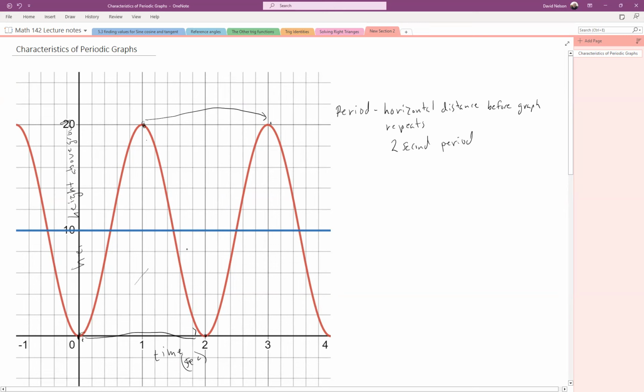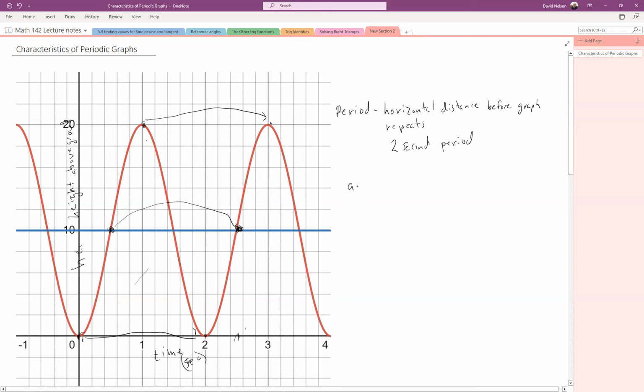So it's the distance from peak to peak or bottom to bottom, or you can go from a corresponding point here in the middle to the same corresponding point on the curve one cycle later. So it's also 2 units. This looks to be about a half, and this one is about 2.5, roughly speaking. So it's still a 2 second period.